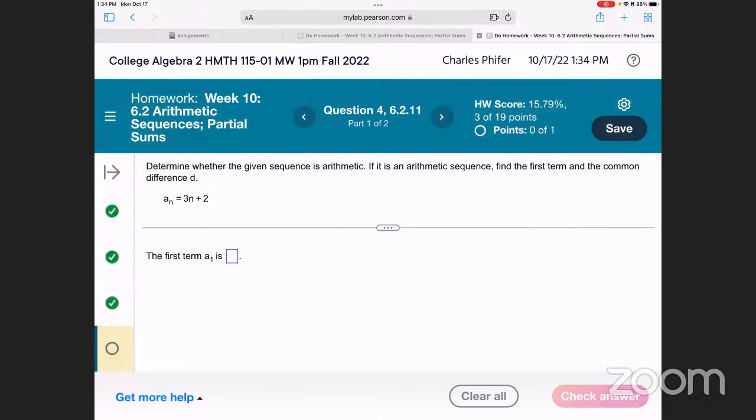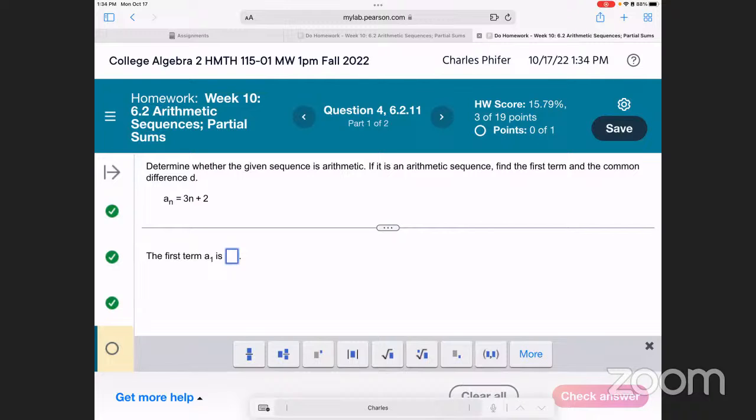Determine whether the given sequence is arithmetic. Here, with this one, you might want to look at about 3 or 4, maybe the first 5 terms to confirm. So for instance, when n is 1, the output is 5. When n is 2, 3 times 2 is 6 plus 2 is 8. So the output is 8. When n is 3, 9 plus 2 is 11. Let's do a few more. When n is 4, 12 plus 2 is 14. Let's do one more. When n is 5, 15 plus 2 is 17.